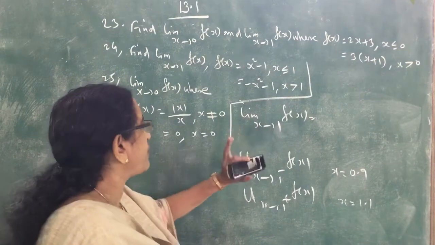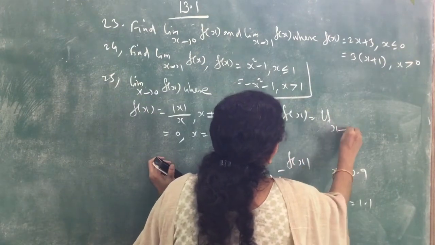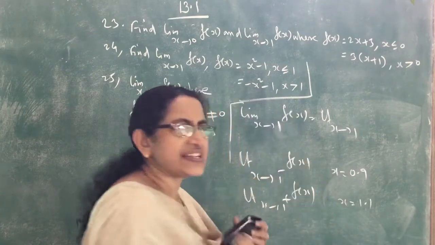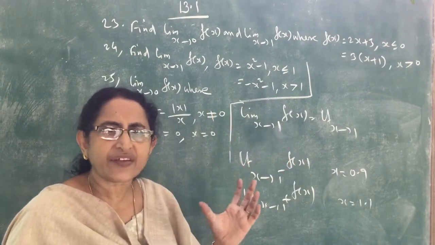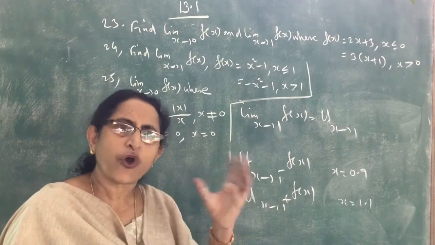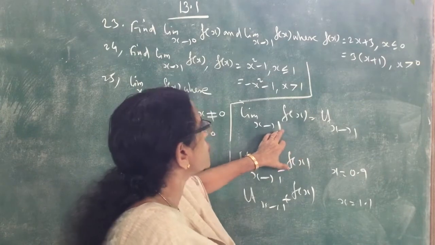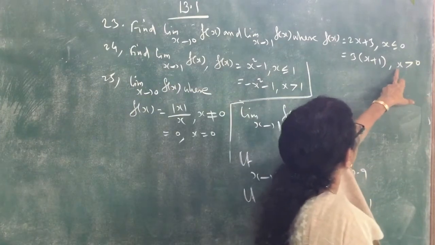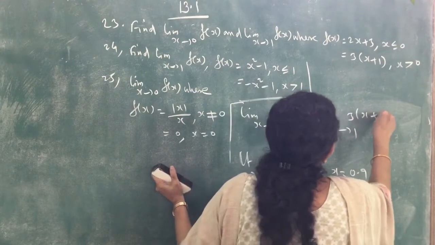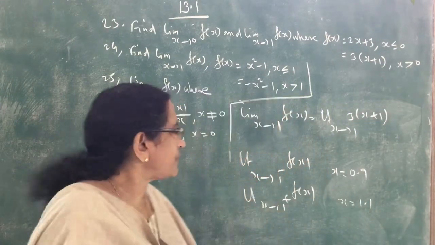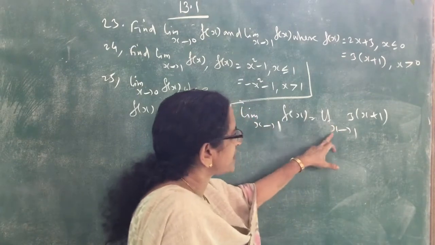So directly we will find the limit as x tends to 1 of f of x. What is f of x? When x tends to 1, x is coming very close to 1 from the left or right. Whatever it is, f of x is the same. x is very near to 1, which means x is greater than 0, so f of x is 3x plus 1. So now we can find the limit.